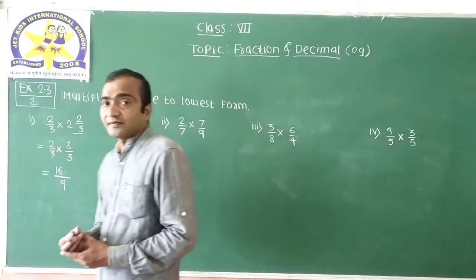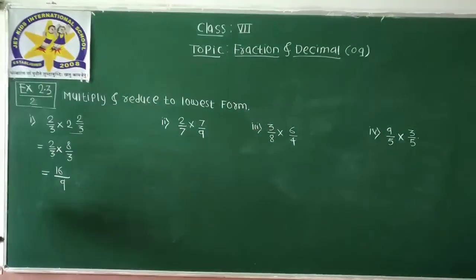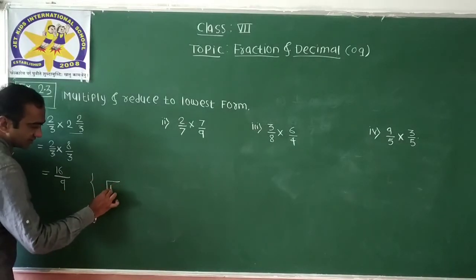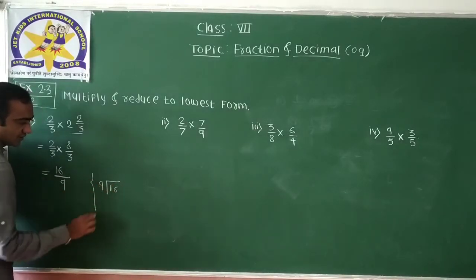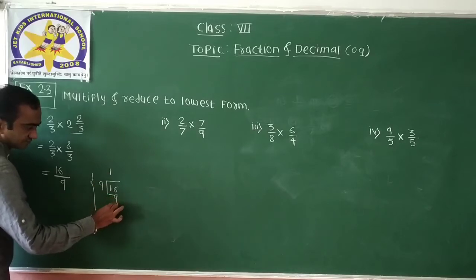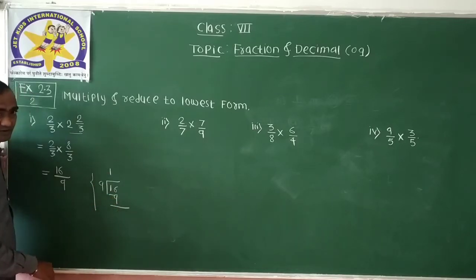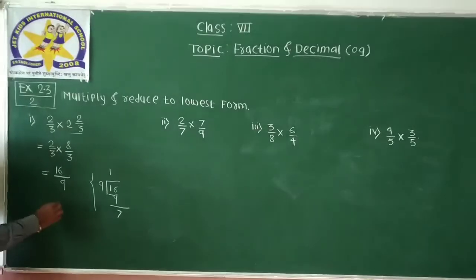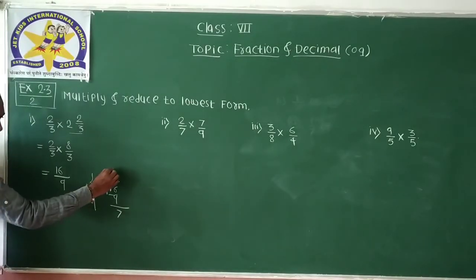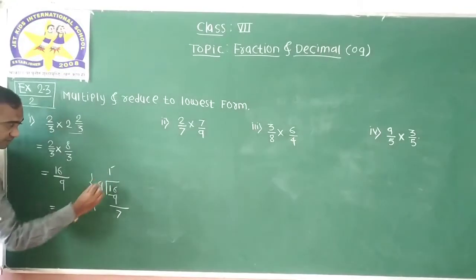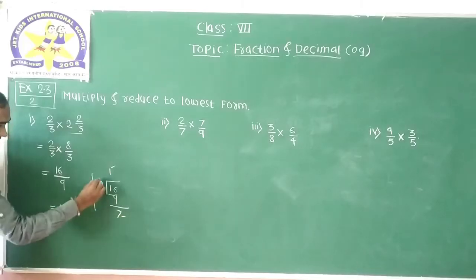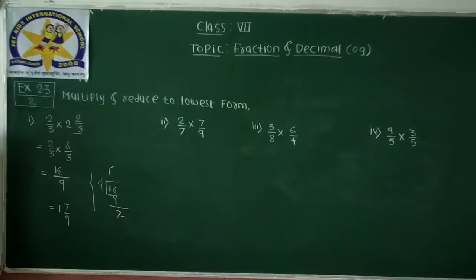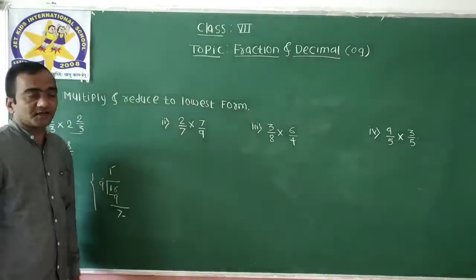Now we can convert 16 by 9 into a mixed fraction. Make a division, divide 16 by 9. 9 once is 9. 16 minus 9, we get 7. So the mixed fraction of this 16 by 9 will be one integer 7 by 9. Understand? After that, question number second.